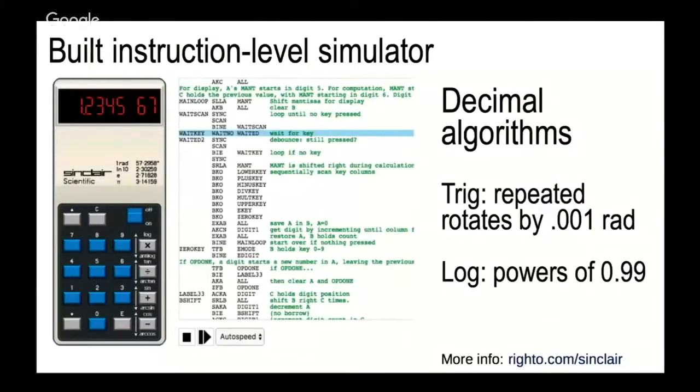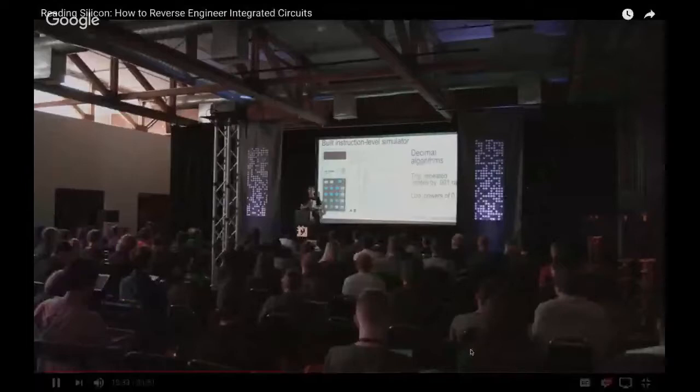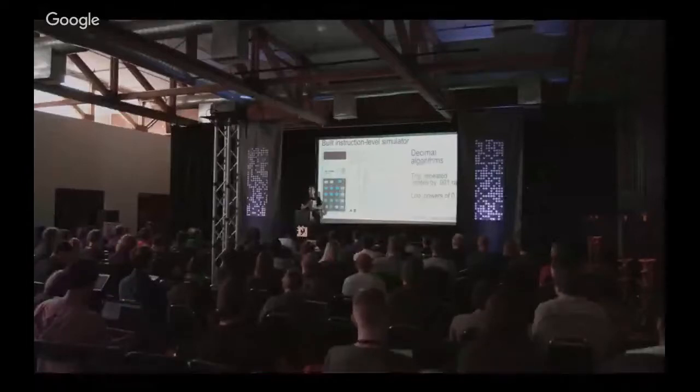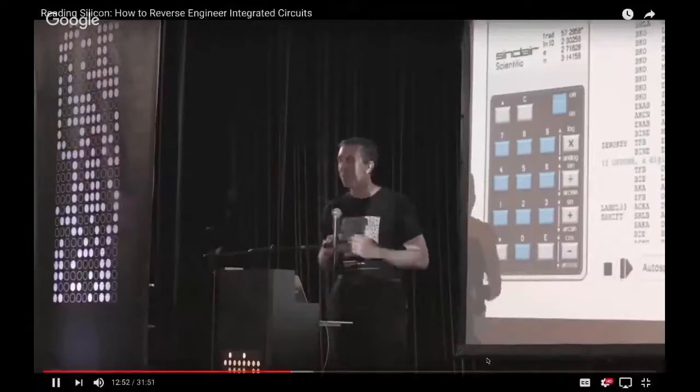The first trick is that because they used scientific notation and RPN input, they're able to save a whole lot of code on the chip. And then they used that extra space to put in these really compact, but really slow and inaccurate algorithms for the scientific functions. So for instance, for trig functions, they do repeated rotations by 1/1000th of a degree until you get to the angle you want.